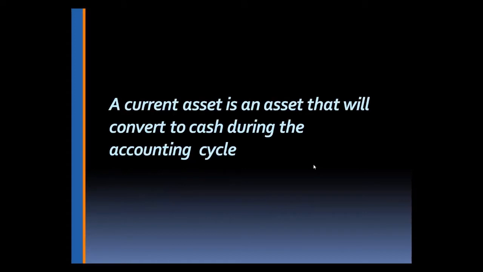A current asset, by definition, is an asset that will convert to cash during the accounting cycle. So normally that means that something is going to convert to cash during the next fiscal year.